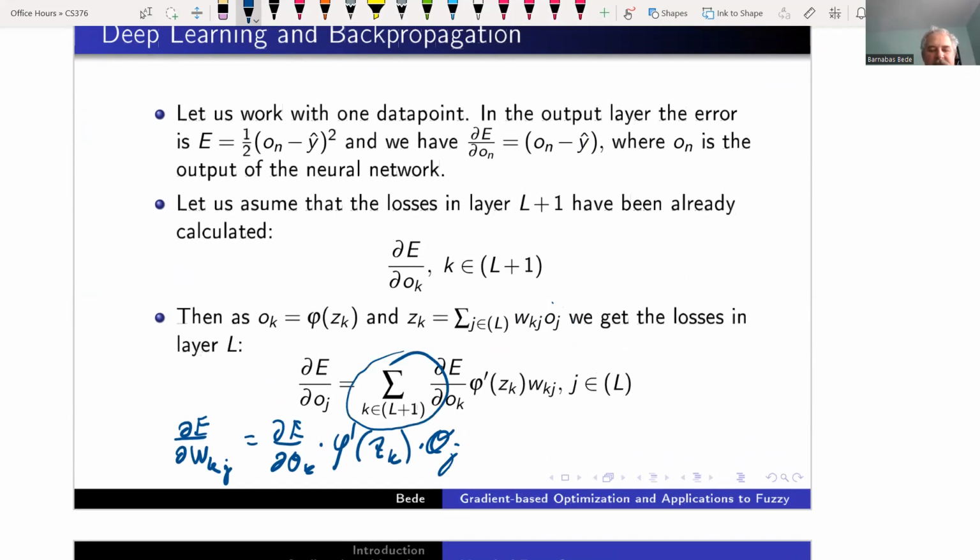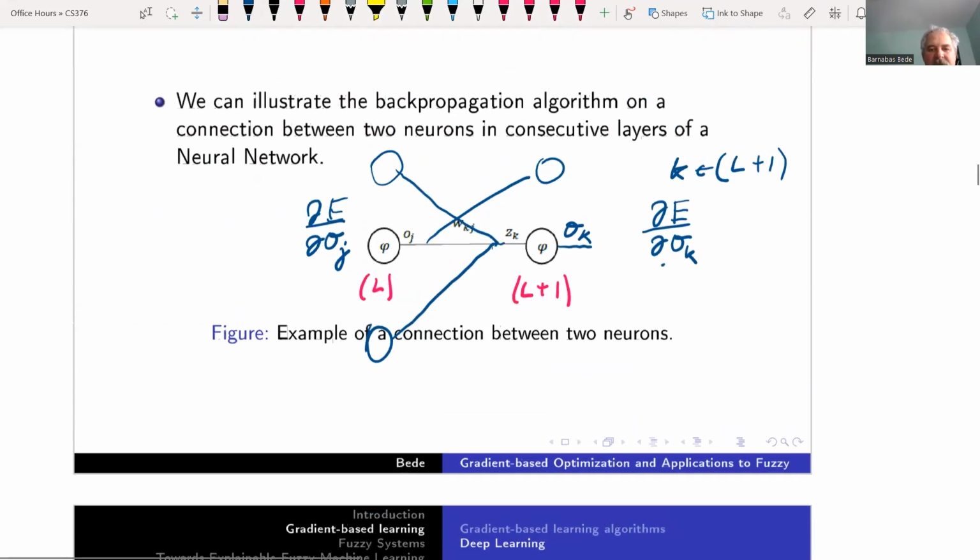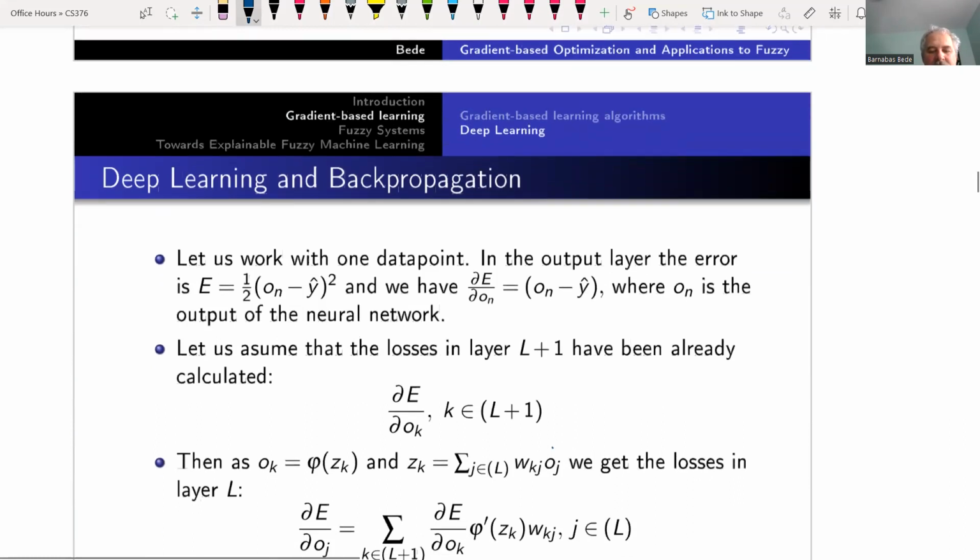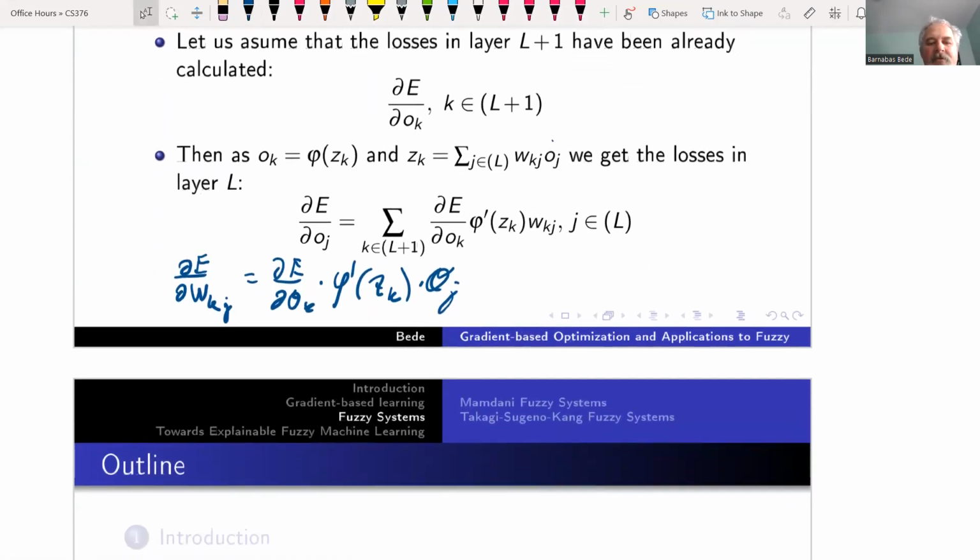I forgot to explain this summation. Why do I have summation here? Because we have other neurons in the output layer, not only this one. So I have to sum up all the contributions from all of them. Okay, so once I calculated that, I can update wkj as we mentioned: wkj minus learning rate times del E del wkj. So this is basically the one minute version of deep learning.